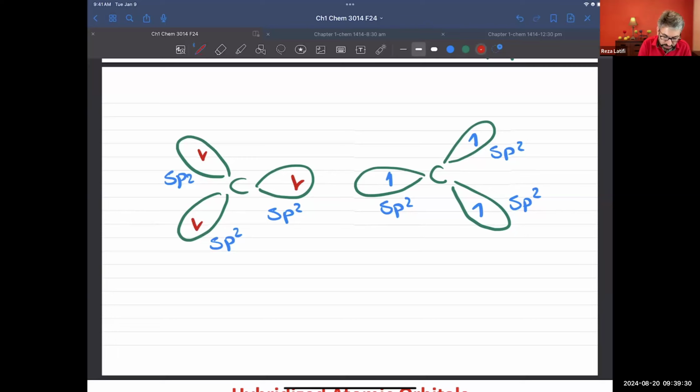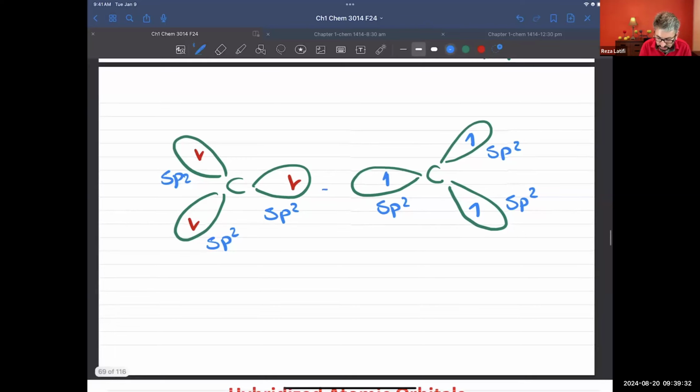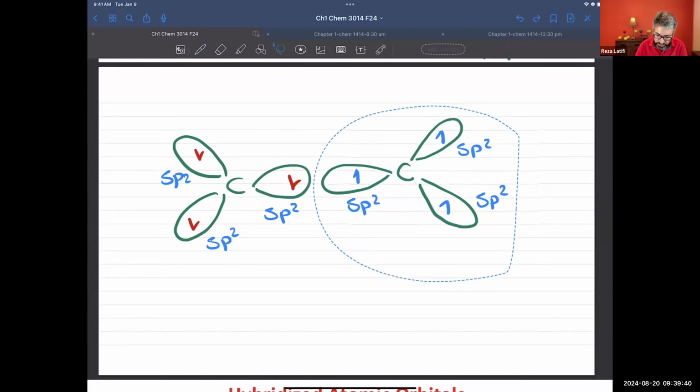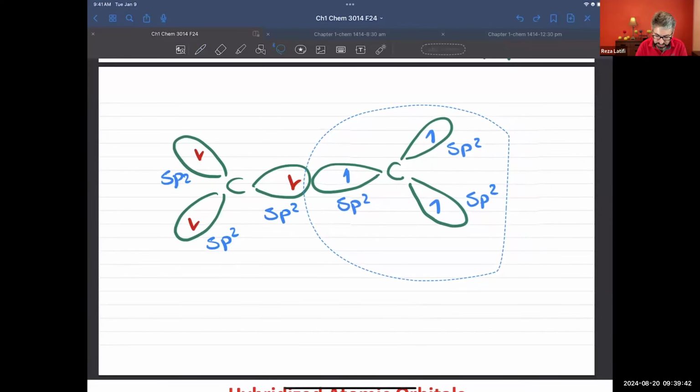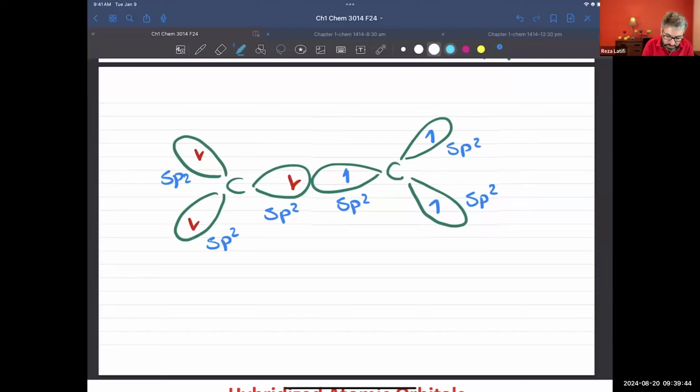Now these two are going to reach each other and they will have head-to-head interactions. So I'm going to bring it closer, and I'm going to say the interaction between these two will be a head-to-head interaction. I'm going to call this interaction a sigma interaction. So we got 1 sigma.